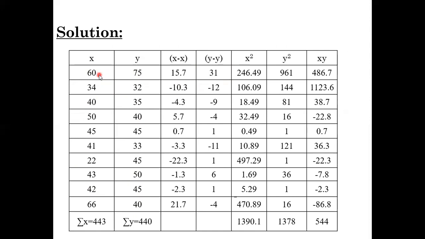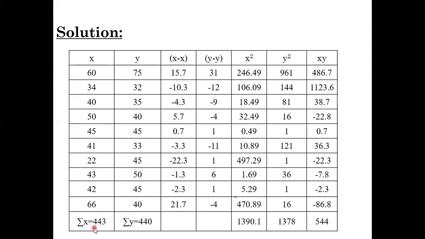As it is in the question, 60, 34, 40, 50, 45, 41, 22, 43, 42, 66. Like that, write down all the values as they are in the question, and do the same for the Y variable. The next process is to make the total of X. When you total the X column, you get sigma X. So sigma X as well as sigma Y we have to compute.